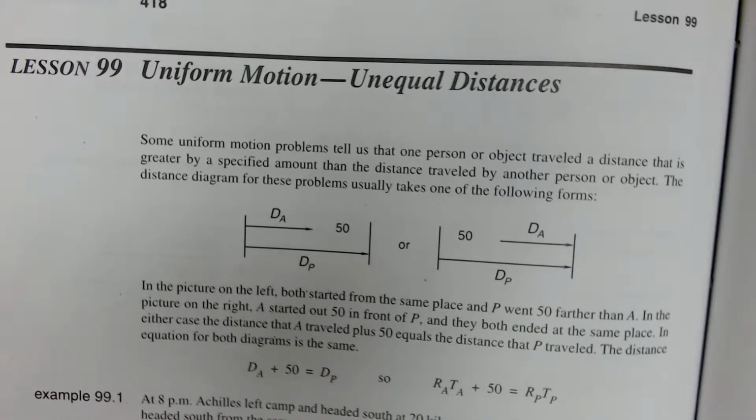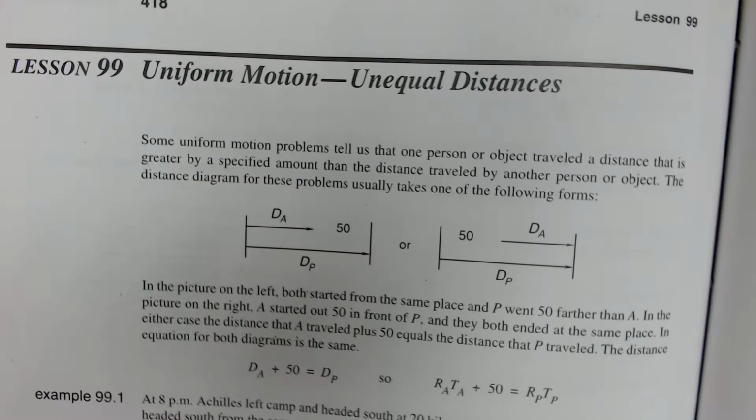Cool. So uniform motion, unequal distances. What this is talking about is our distance problems, but we're going to find out that the two distances being traveled are unequal. Meaning that in our problem, someone will either have a head start or they won't actually catch up to the other person. These are normally chase problems where one person is chasing another person, or one train is following another train, or someone left their keys at home and so their brother hops in the car and tries to catch up to them. I'll show you an example really quick.